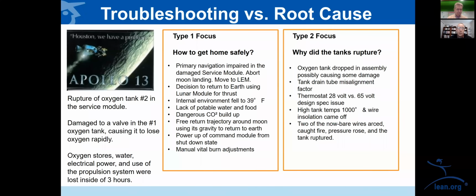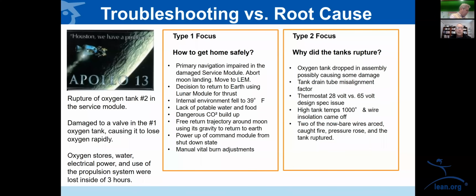They just had to huddle together to keep warm. They didn't have a heater or set of blankets up there. Really low levels of potable water and food, so they had to ration. Dangerous buildup of CO2, and there's a funny clip I got from that in a picture next. They had to do a bunch of stuff on the fly that we hadn't done. We didn't have standardized work for this. I'll show you the Jim Lovell work instruction changes they made on the fly, and do these manual vital burn adjustments. And this was all excellent troubleshooting.